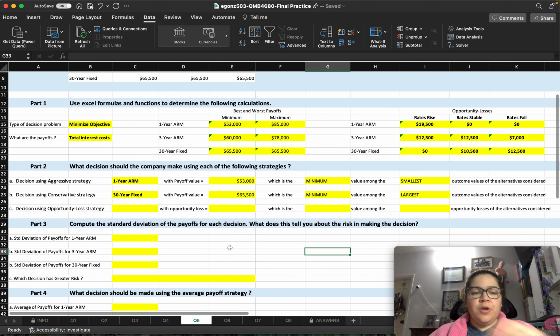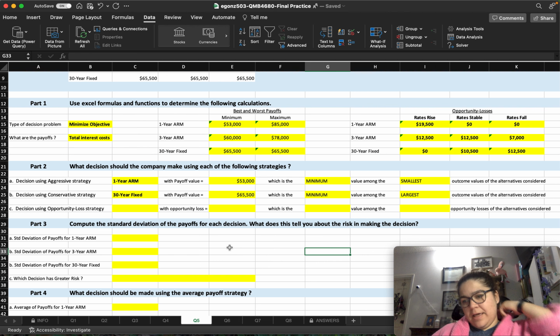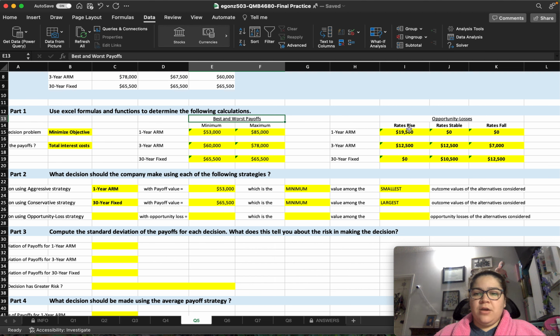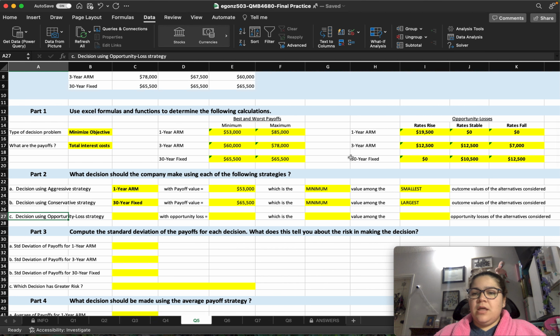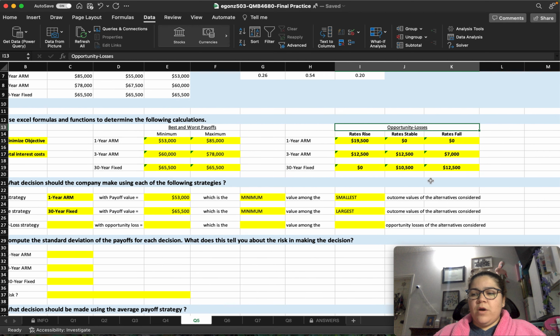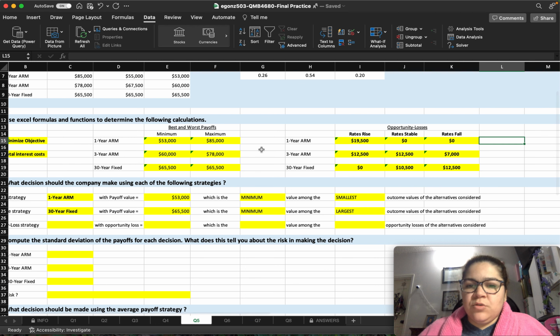Okay, now for the opportunity loss strategy. For the opportunity loss strategy, I think, by the cheat sheet that he did, it's the same for both. We're going to use the minimum value among the largest value. But instead of using this table right here, we're going to use the opportunity loss table. It makes sense, right? And why are we selecting the minimum value of the largest value? Because we want to take the least amount of loss, right? So let's do the same thing that we did here. We're going to do it here.